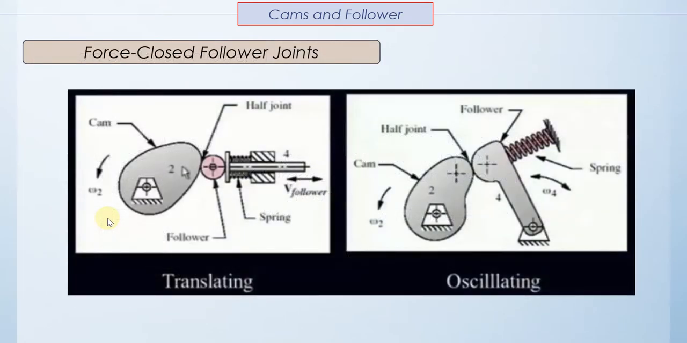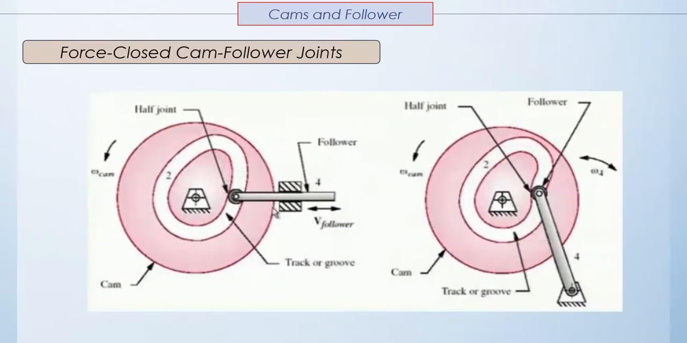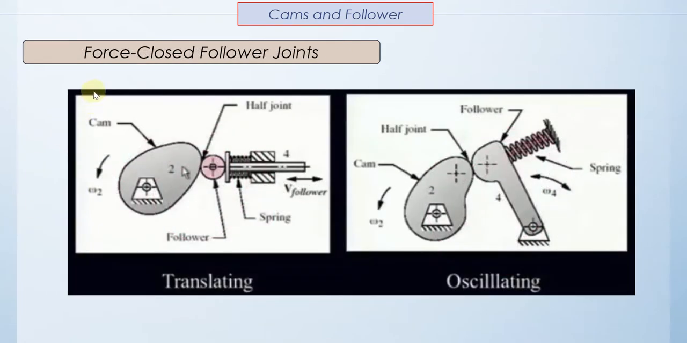Okay, so what is this? This is a force closed follower joint. What does it mean here? Force closed follower joint and force closed cam follower joints. If you look at this one, force closed follower joint, translating, what does it mean? Translating means that we will have the motion of the follower linearly. We put the follower in the middle over here, and then we'll have a straight line motion, or linear motion, moving to the right, to the left, to the right, to the left.